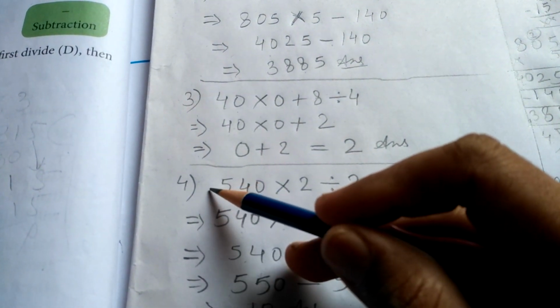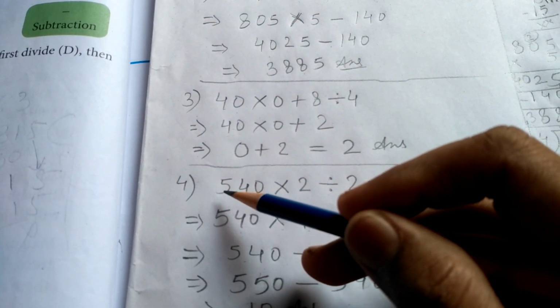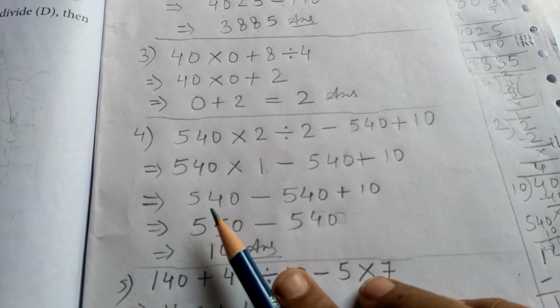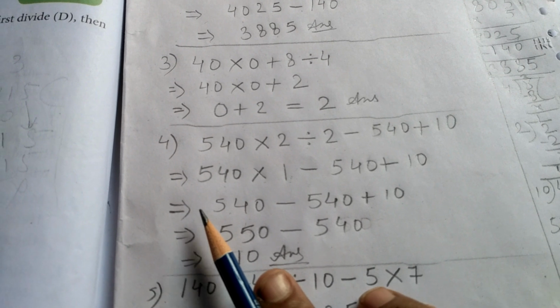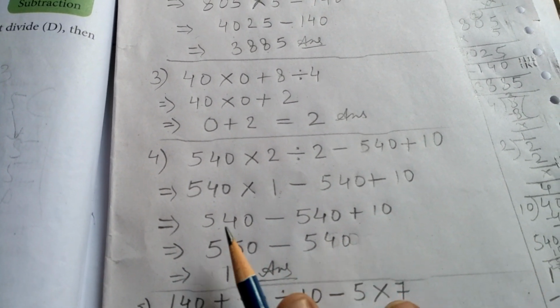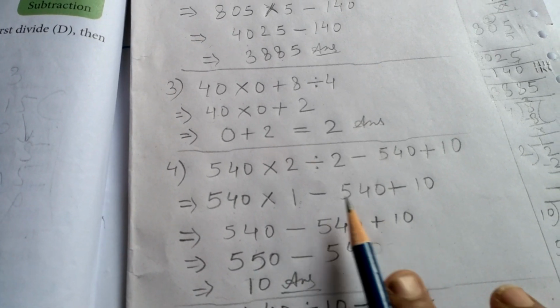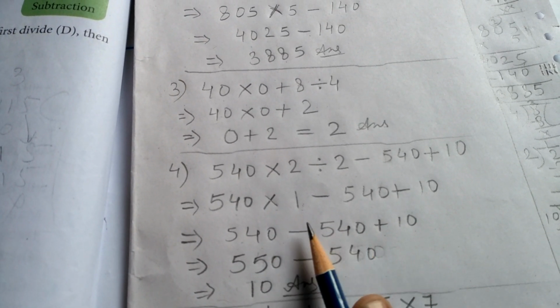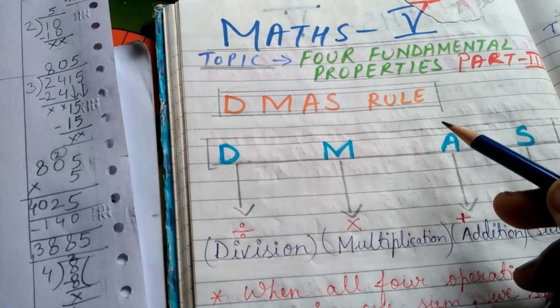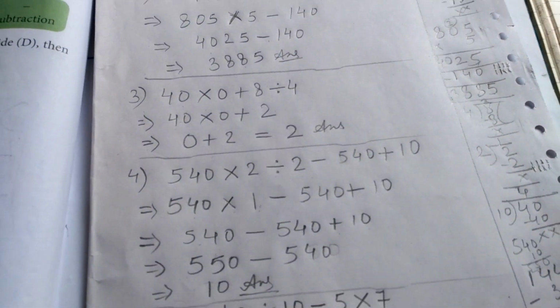If no sign is present before this 540, that means it is with a plus sign. Okay, so here also, as per that rule, by assuming that this 540 is with a plus sign and this 10 is with a plus sign, so plus plus will be operated together, leaving this minus 540. This we do not have to operate in the third step, because the third step is for addition. As per the DMAS rule, the third step is for addition. We have to solve the addition part.